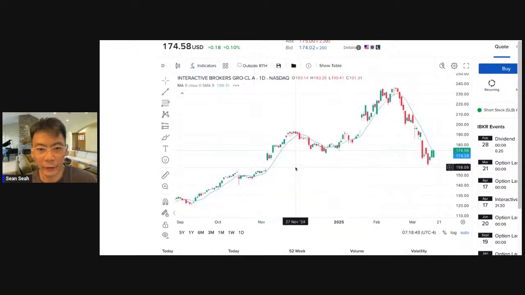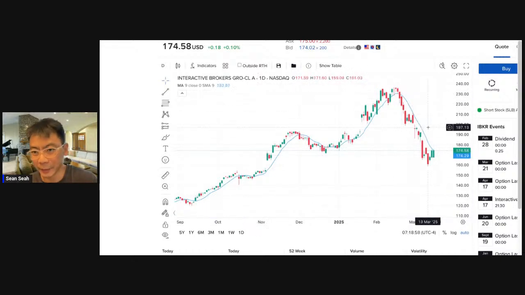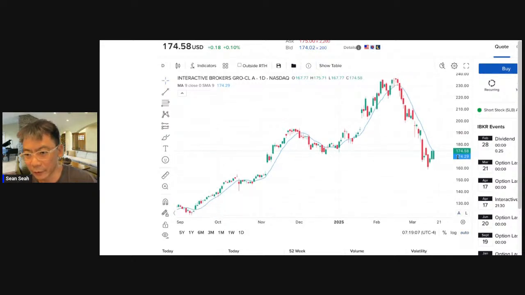You can type moving average here, and by default, I think TradingView uses a 9-day moving average. What does a 9-day moving average mean? If you see this particular line, the latest line here, the 9-day moving average is 174.29. This number is derived by taking the closing price of the past 9 days, adding them together and then dividing. So it's an average. It's a moving average. Average of 9 days.